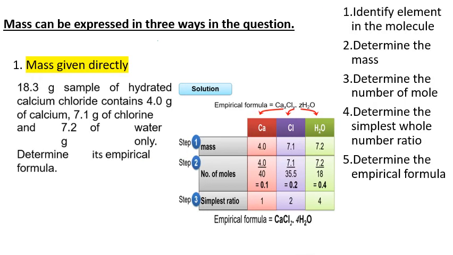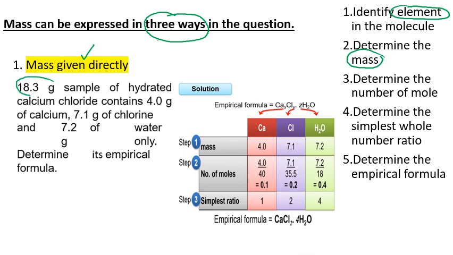Okay, like previously we said that from the question we need to identify the element. Then second, we need to determine the mass of each element. So basically when you go through the question, there are 3 types of question, where there are 3 different ways the mass will be given. Okay, first type of the question, the mass is given directly. Let's look at the example.